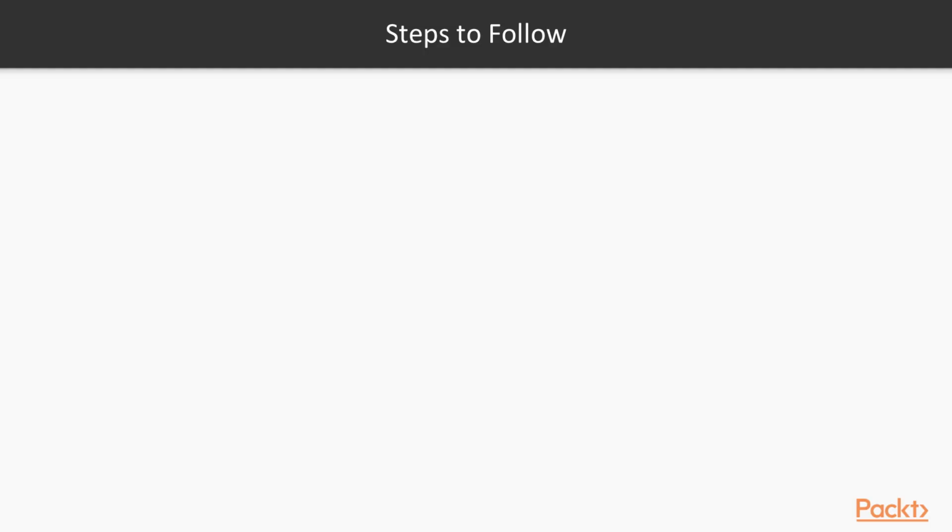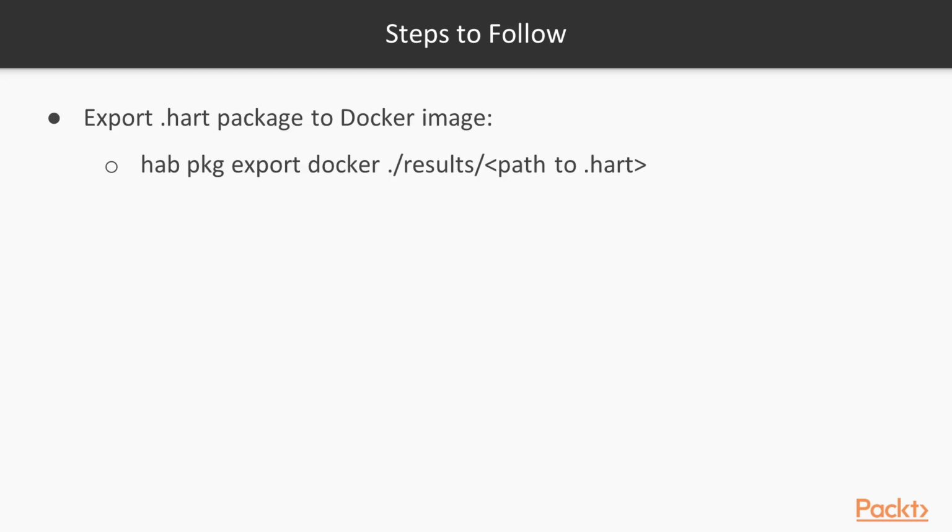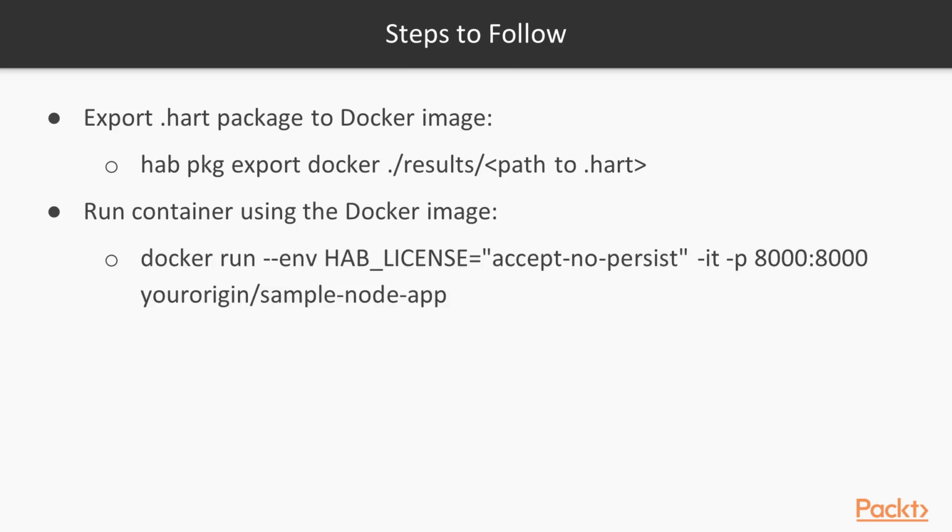So let's see what steps would be involved. We would be executing the hab pkg export command to export the .hart file to a Docker image. And then we would go ahead and run our container using that built Docker image with the docker run command. In the docker run command, you can specify the environment variable, which is the Habitat license, and -it specifies that I am going to create a container in an interactive mode, so that once the container is created, I would be directly inside the terminal of the container.